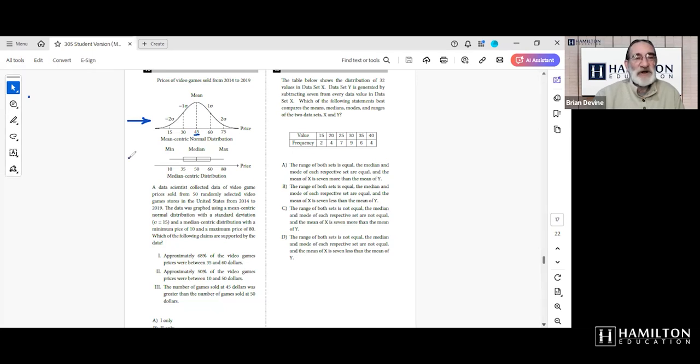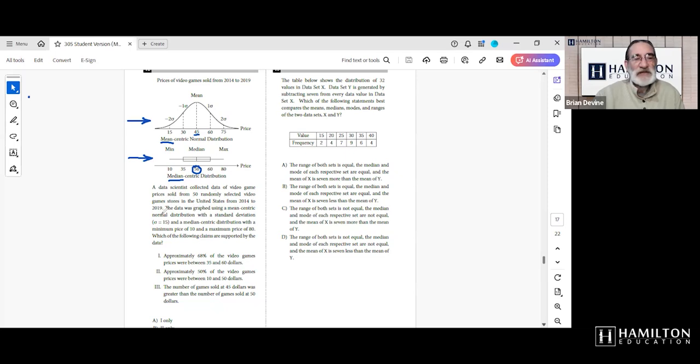And we have what's called a box and whisker plot, which is centered around the median versus the mean. And so this tells us that the median of all the data is 50. Okay, cool. Data scientists collected data of video game prices. So the horizontal numbers are prices for video games. 50 randomly selected video game stores in the United States from 2014 to 2019. So this is from 50 stores.